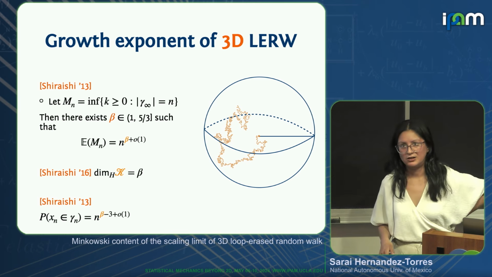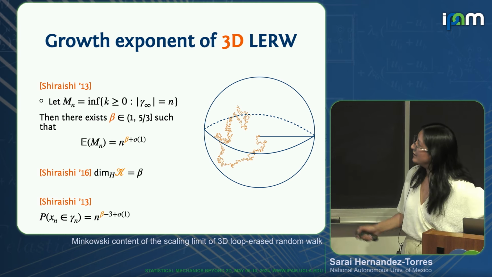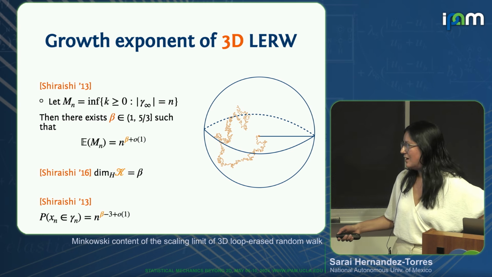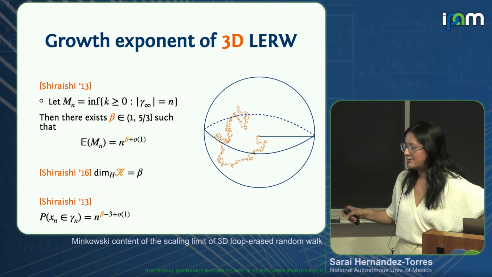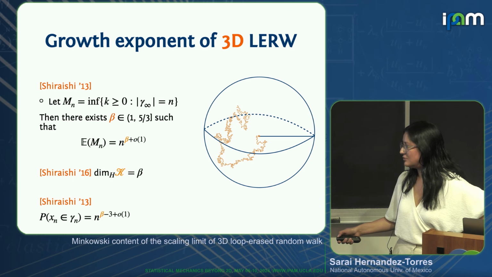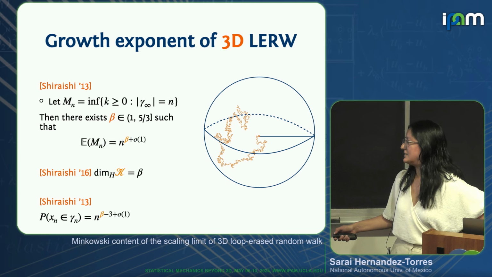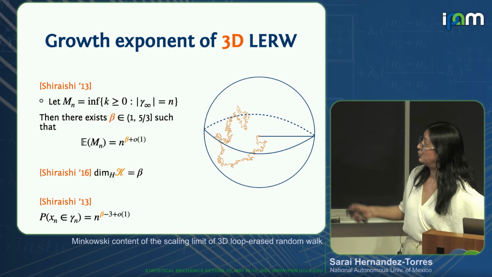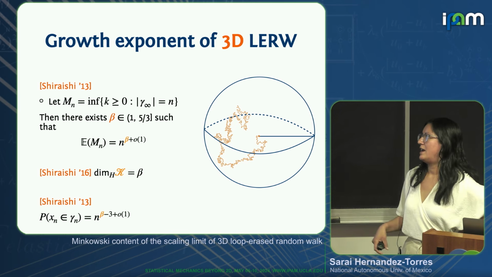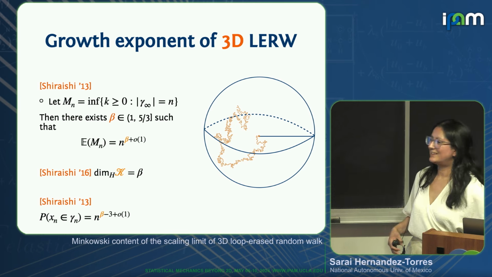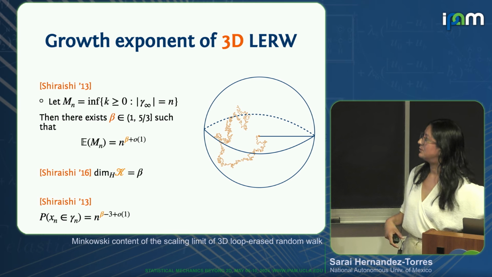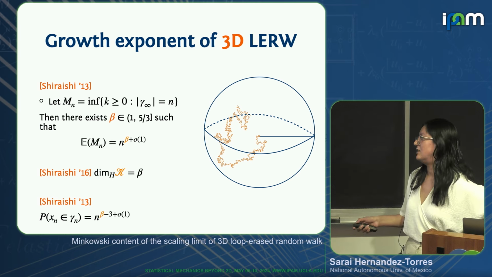So in his paper on the growth exponent for the three-dimensional loop-erased random walk, he proved that the one-point function, that is, the probability that a point x_n on the grid rescaled by 1/n belongs to the loop-erased random walk in that rescaled lattice, scales like n to the beta minus 3 plus some correction in the exponent. This is similar to Richard Kenyon's result for the two-dimensional loop-erased random walk. And with that, and additional work, he gets that this beta is the growth exponent for the three-dimensional loop-erased random walk, and also the Hausdorff dimension.